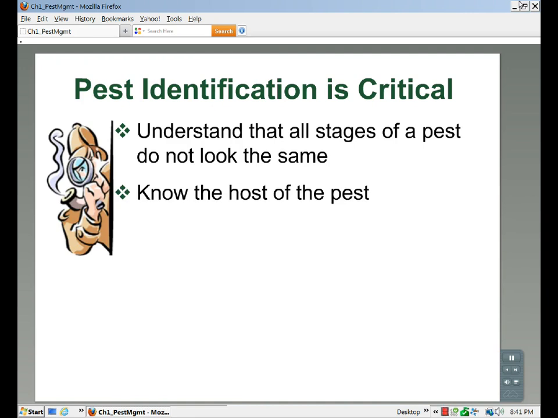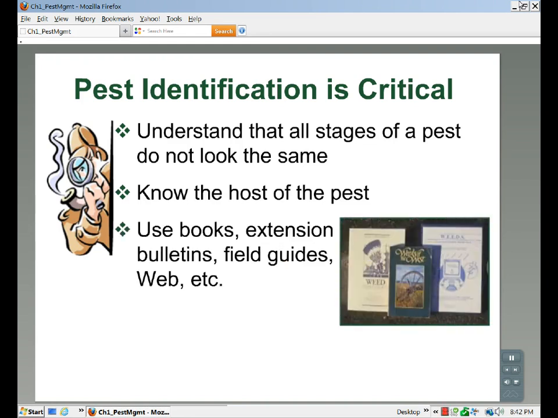Resources that can help you identify and learn more about pests and host plants include books, extension bulletins, and field guides that contain pictures and biological information. Search the internet. Illustrations of immature pest stages are helpful. Remember, weed seedlings and rosettes often don't resemble mature plants, and caterpillars don't resemble adult moths.